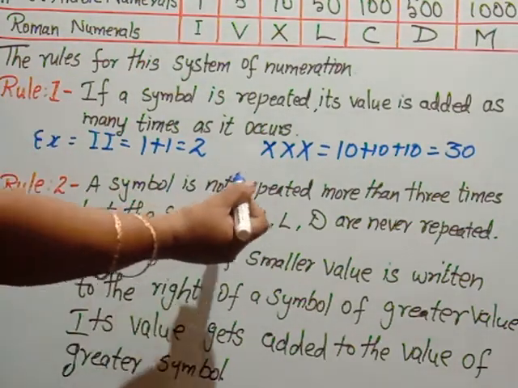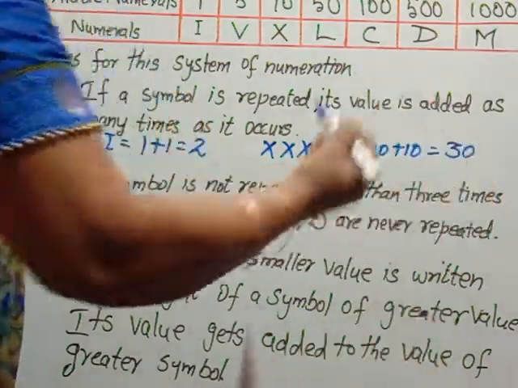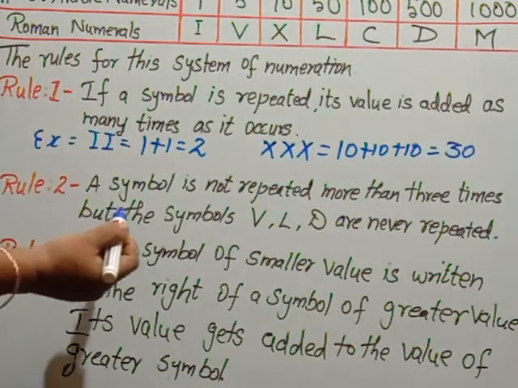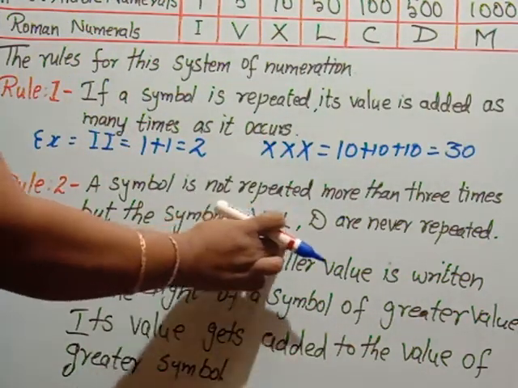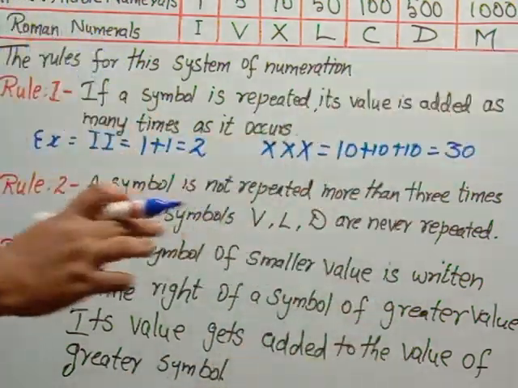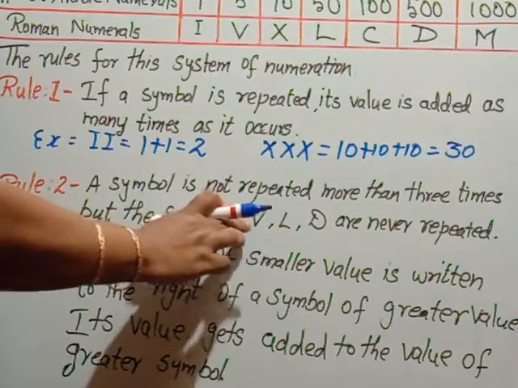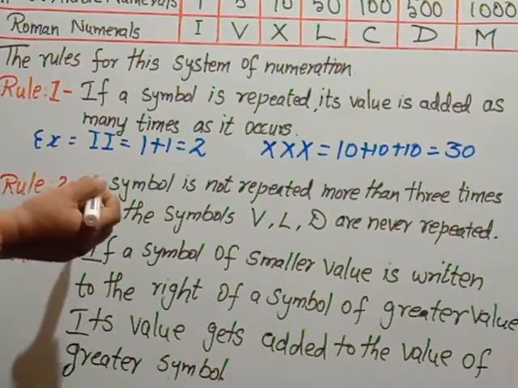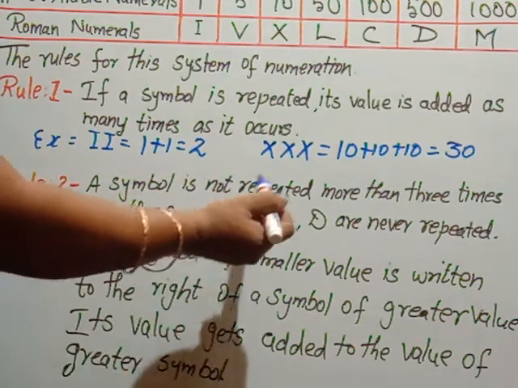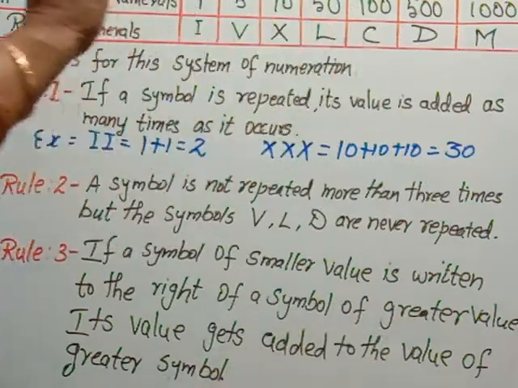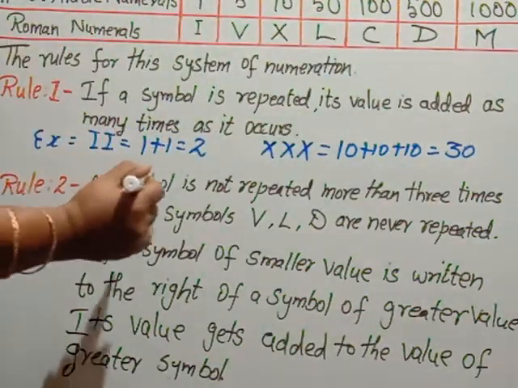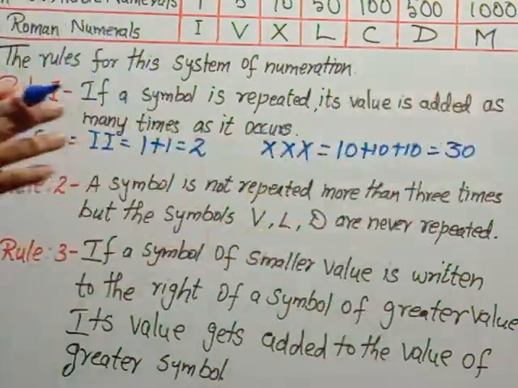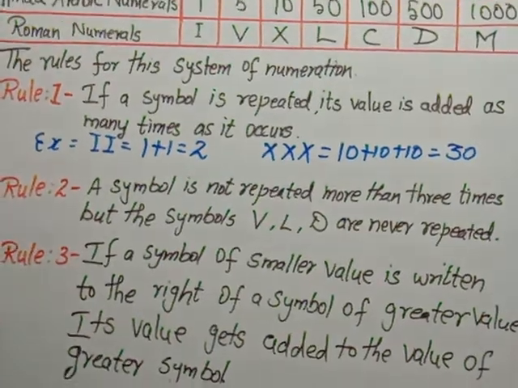A symbol is not repeated more than 3 times, but the symbols V, L and D are never repeated. Out of 7 letters, these 3 letters are never repeated anywhere. Understood? I'll repeat once again. A symbol is not repeated more than 3 times. That is the second rule. But the symbols V, L and D are never repeated. Now, we'll move to the third rule.